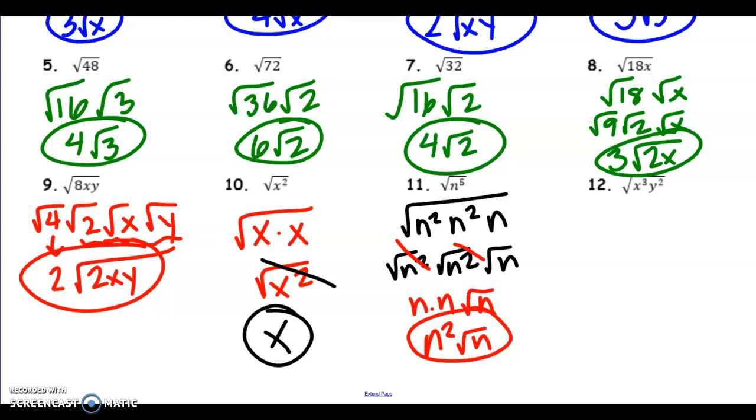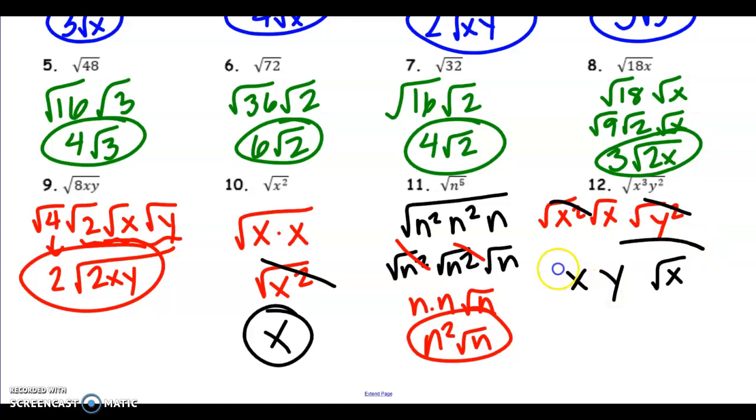Okay, so for number 12, I'm going to do x squared and x, because that's 3, 2 and 1 is 3. And then I'm going to do y squared. Well, if I look through, these cancel. So that means x comes out front. The x squared, I have one of them that stays inside, and then this y also comes out front. So I've got this left over.